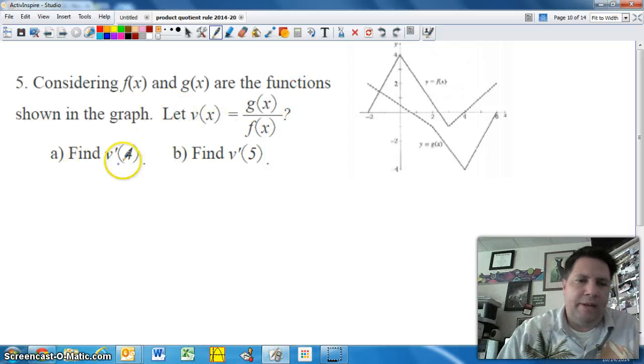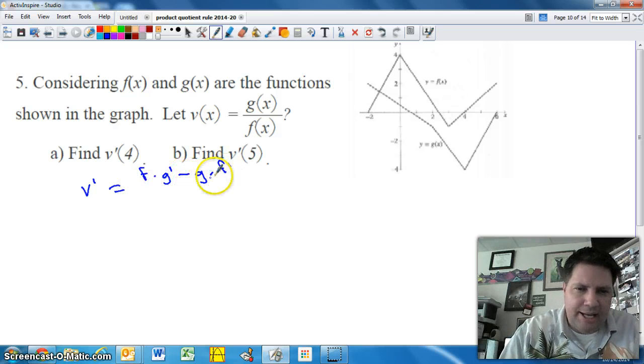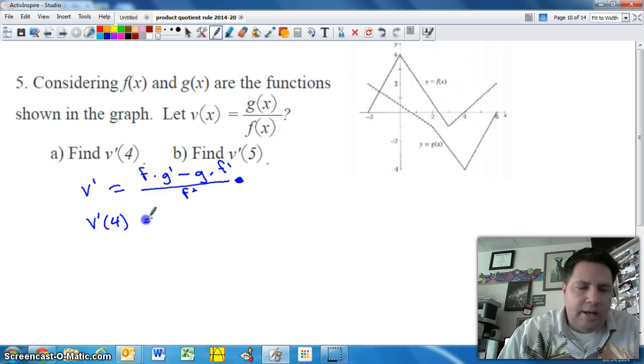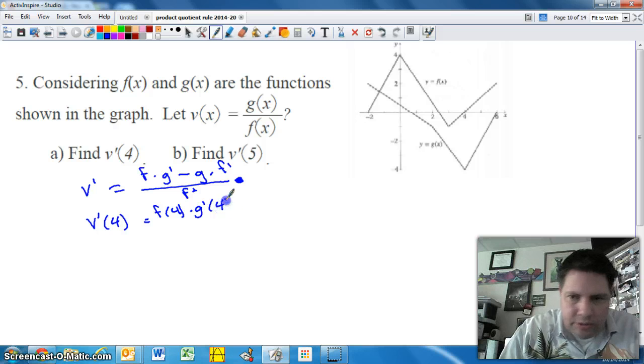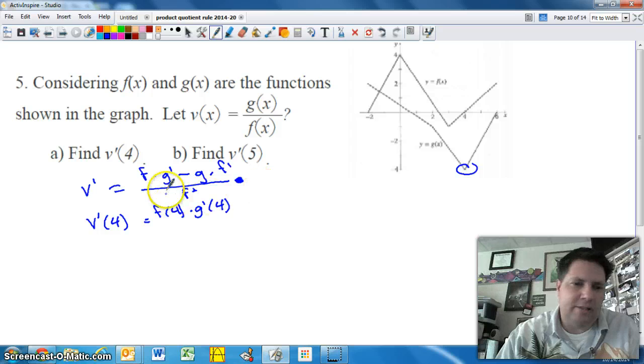V prime of 4. But now to get V prime, that is going to be quotient rule. Bottom times the derivative of the top minus top times the derivative of the bottom. Ho d hi minus hi d ho, all over ho squared. So for at 4, I'm going to scratch that out. Never mind. V prime of 4 is going to be f of 4 times g prime of 4. Wait a minute. G prime of 4 doesn't exist.